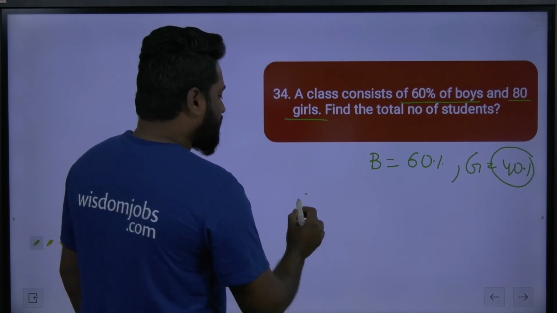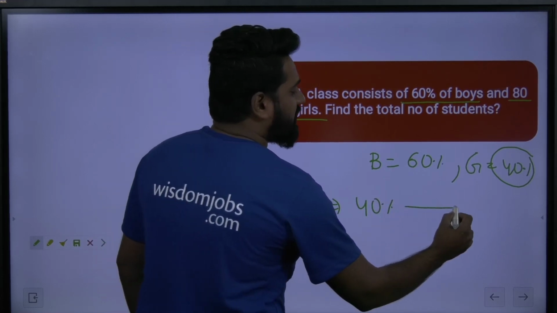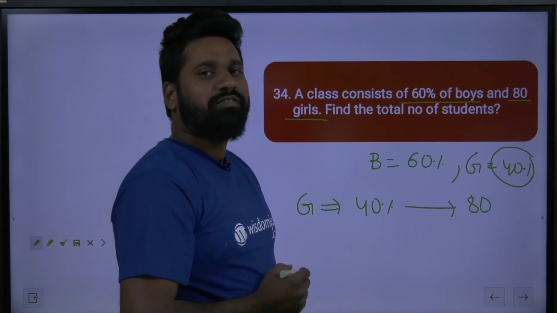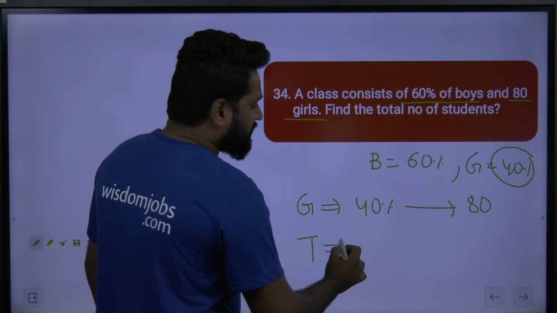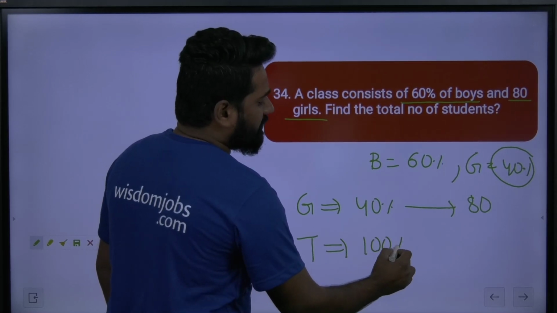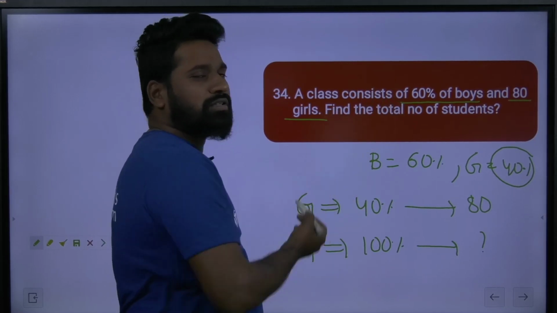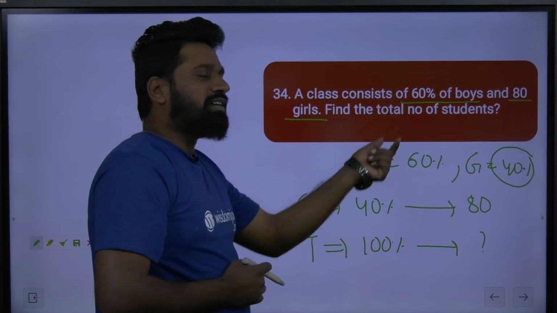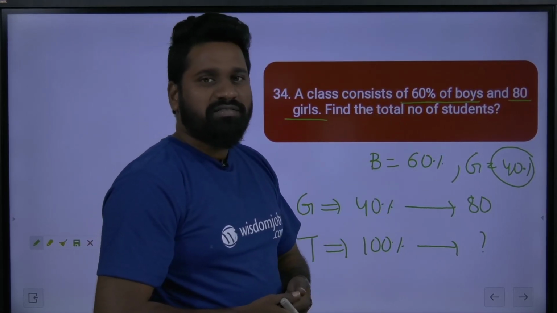So that is what I am writing. The girls' percentage, which is 40%, represents 80 girls. Now here you have to find the total strength. I already told you, if you want to find the total strength, you can directly find the 100% value, because it's not asking about the girls or the boys. If it asked how many boys there are, that would be different, and you would find the 60% value. But it is asking about the total number of students.